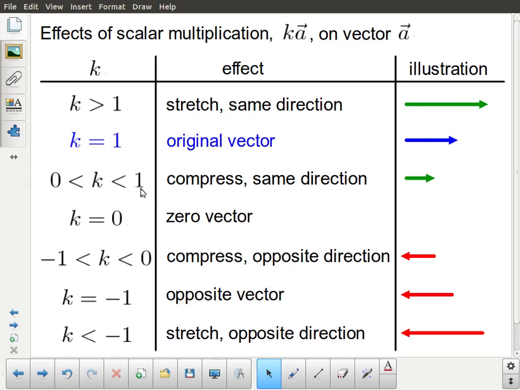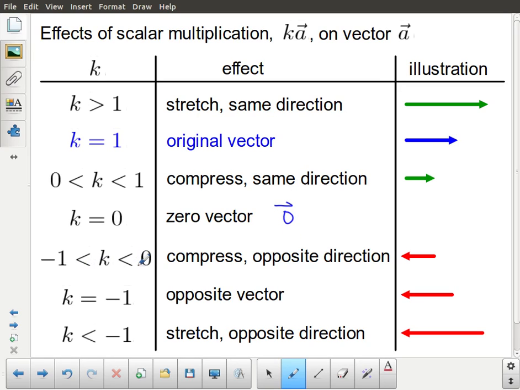Here is k between 0 and 1. It's still positive, so it's still pointing in the same direction, but now it's a compression. This is interesting because we've got the zero vector in this case. Just to remind you of the notation for that one, it's a 0 with a vector symbol above it. Even though we're multiplying by 0, it is important to maintain the vector symbol here. It's still a vector, it's just a vector that doesn't have a direction that we can describe or define. And so the way we cover that is with this symbol, the zero vector.